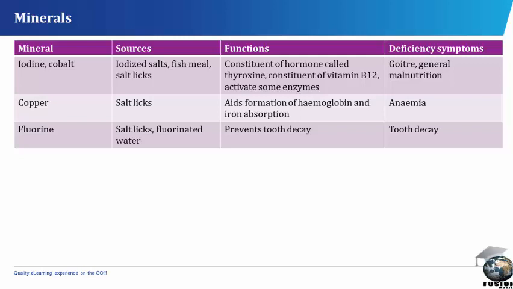Copper. Sources of copper: salt licks. Functions: aids formation of hemoglobin and iron absorption. Deficiency symptom: anemia. Fluorine. Sources of fluorine: salt licks, fluorinated water. Functions: prevents tooth decay. Deficiency symptom: tooth decay.